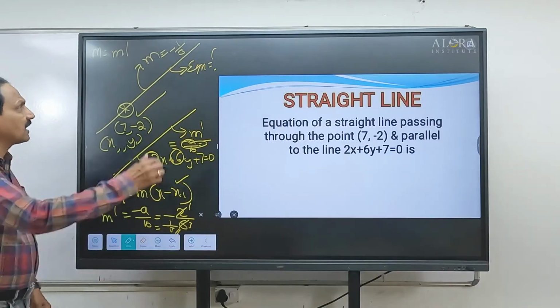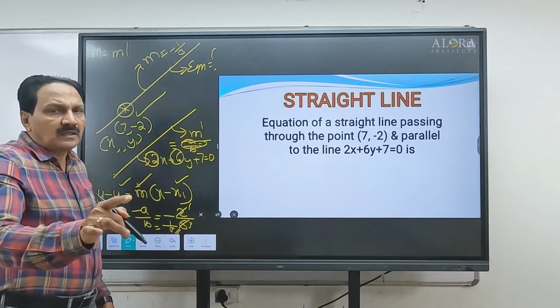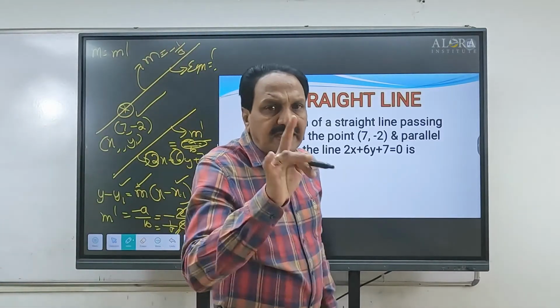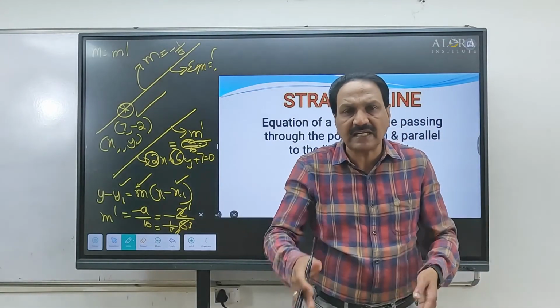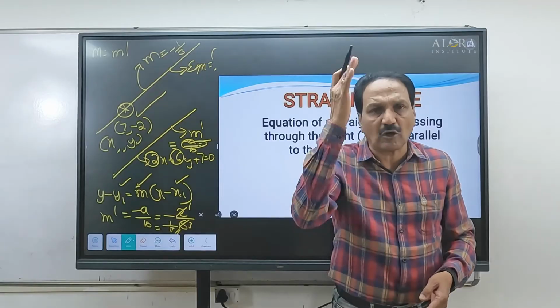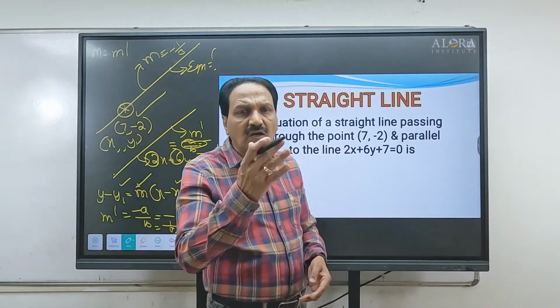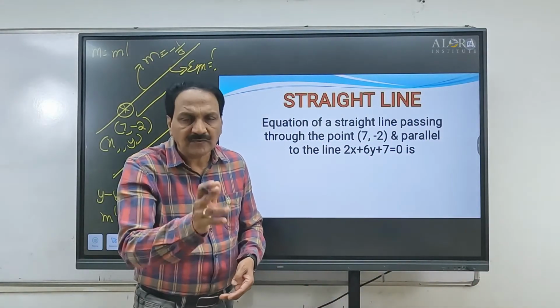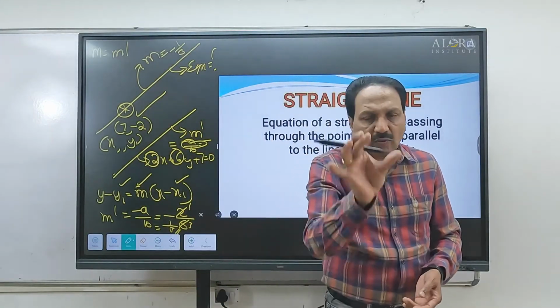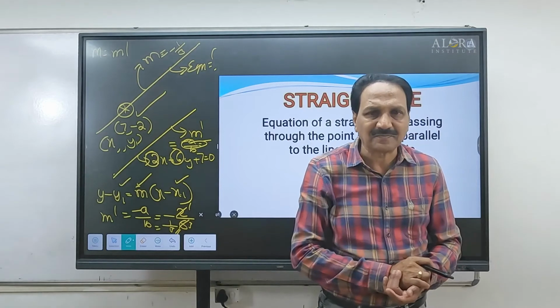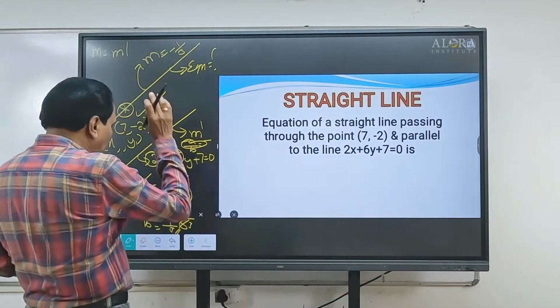What is the final answer? It is the equation of a straight line. Remember, it should always be in the general form. Whenever you write the equation of a straight line as an answer, it must always be in the general form. What is the general form of a straight line? ax plus by plus c equal to 0. First the x term, next the y term, then the constant term. So this is the quantum of work you are supposed to do.